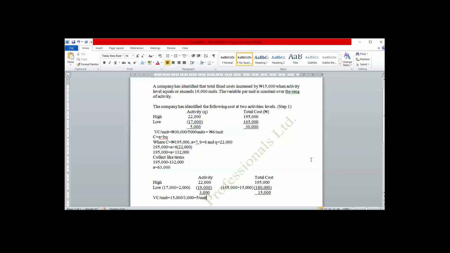Now go back to the question. They said the variable cost per unit is constant over the range of activity, regardless of anything you are giving. Your variable cost should be the same. Is that clear? Yes, sir. That is the reason why the quantity will not change. You are still meant to use 17,000. Do you know the basis of using 17,000?